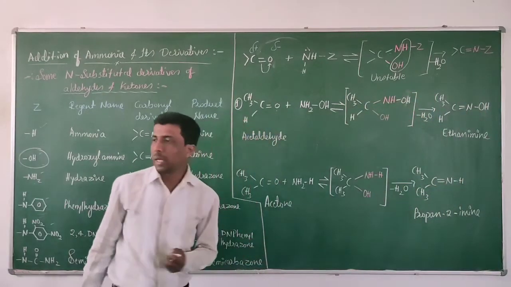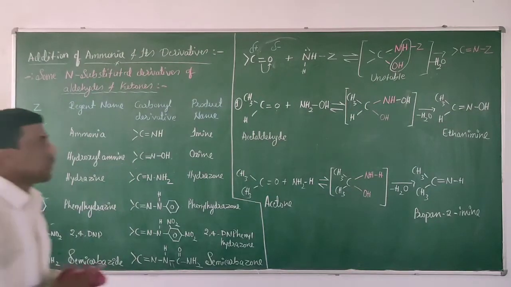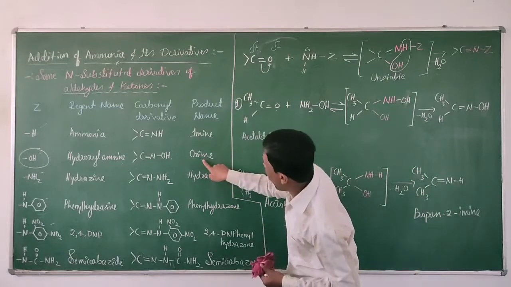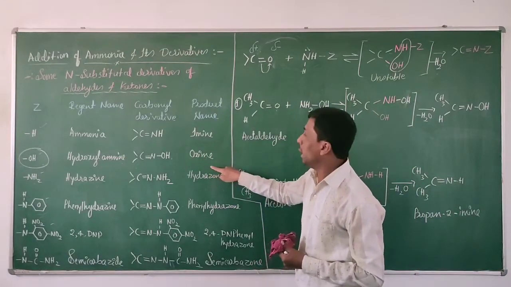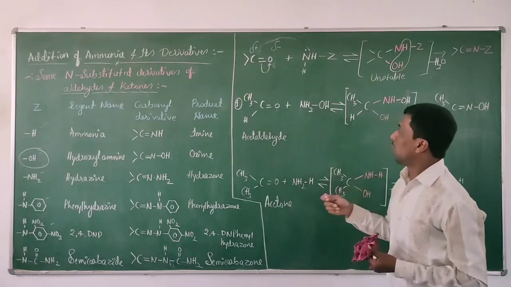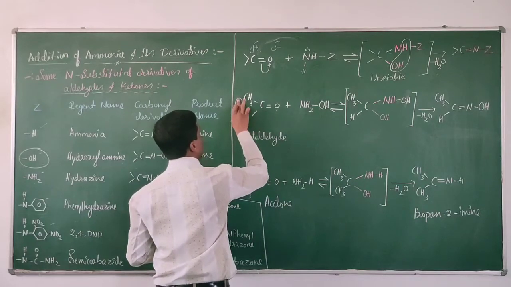Now the product name is not imine. The name of the product is oxime. It is derived from what? Aldehyde, acetaldehyde. Let us take this as example number 2, because we are studying oximes.